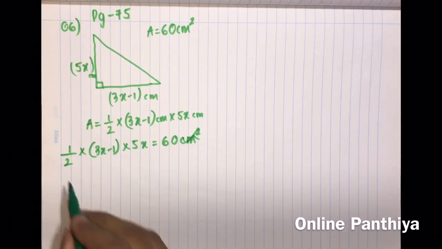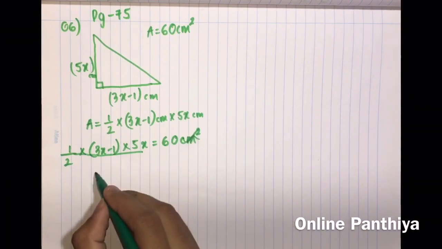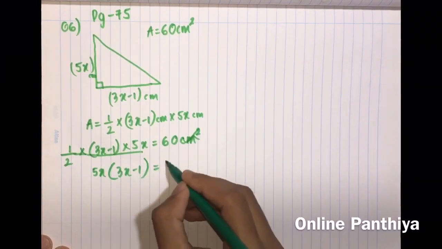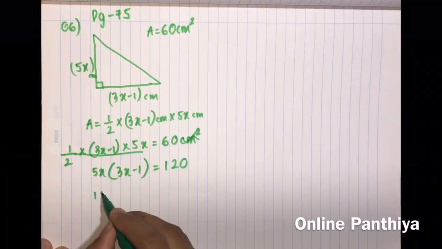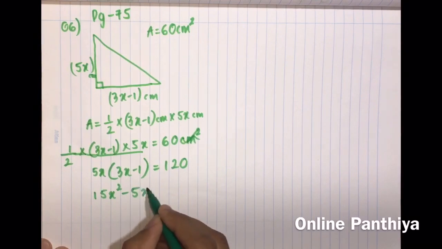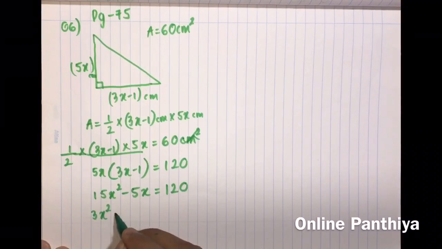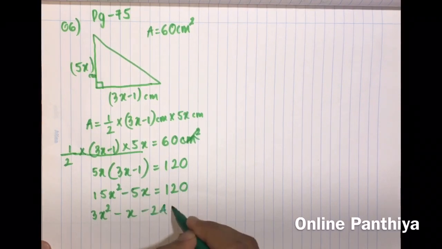You have to find out x. Now you have a denominator 2 here. Send it to the other side, it gets multiplied. Therefore you have 5x multiplied by 3x minus 1, and on the other side you have 120. So you first expand this. 15x squared minus 5x equals 120. Now all these three terms are divisible by 5. Let us divide. So here if you divide, you get 3x squared minus x. Here let us divide and take it to the left hand side. That is going to give you minus 24 equals 0.